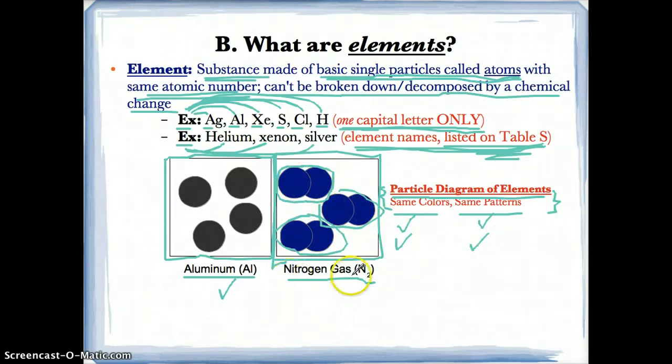So we know that nitrogen gas, or N2, is an element. The reason why is because you have the same colors, which are blue, and we have the same pattern, which is two blue spheres per unit, like this. All right? So there we go. If it's the same color, same pattern, then we know that it's an element.